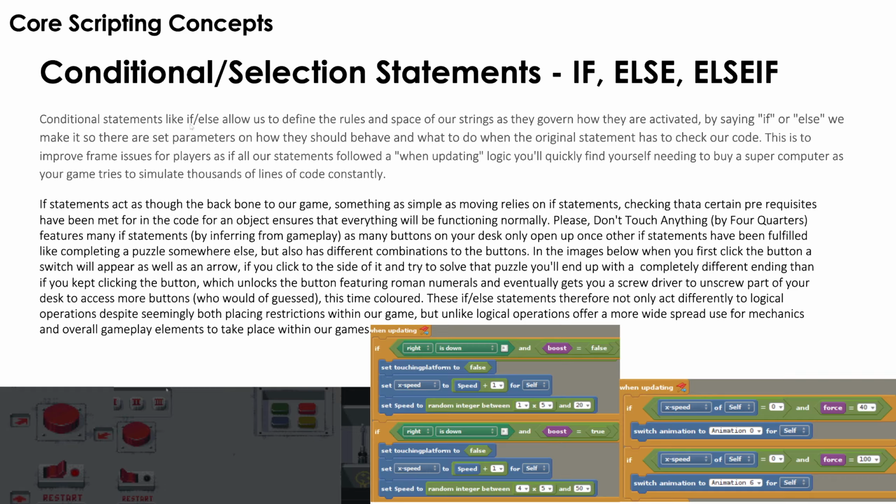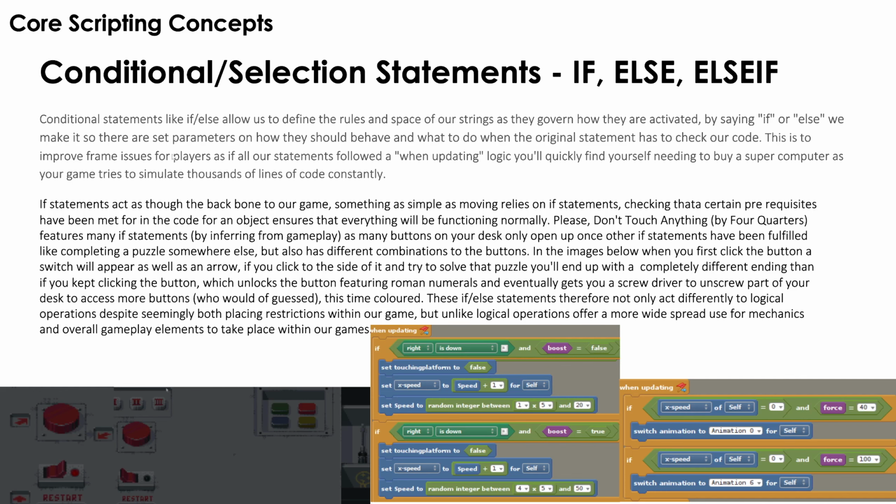Conditional statements, also called selection statements: if, else, else if. Conditional statements like if and else allow us to define the rules and space of our scripts, as they govern how they are activated by saying if or else. We make it so there are set parameters on how they should behave and what to do when the original statement has to check our code.